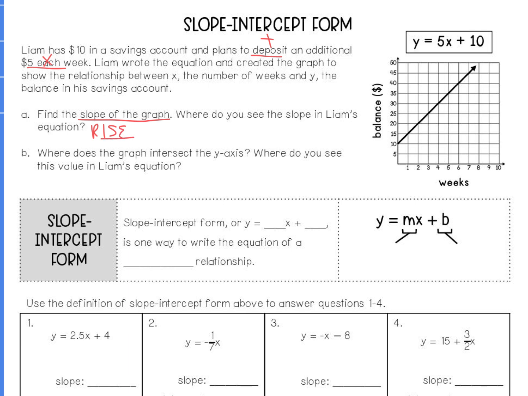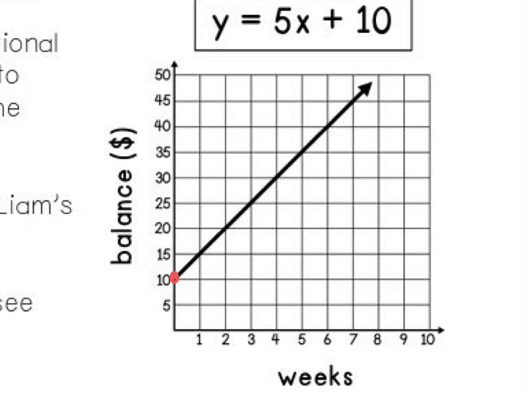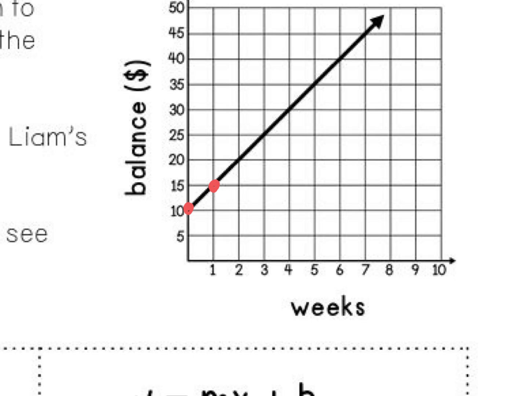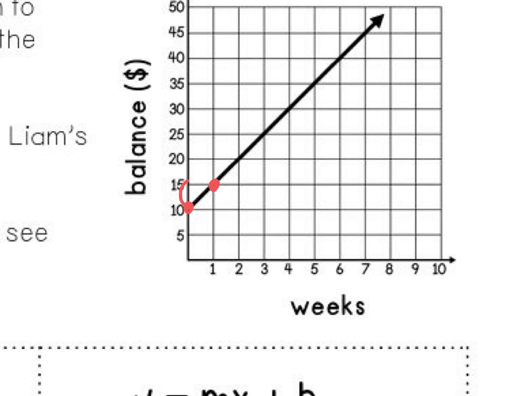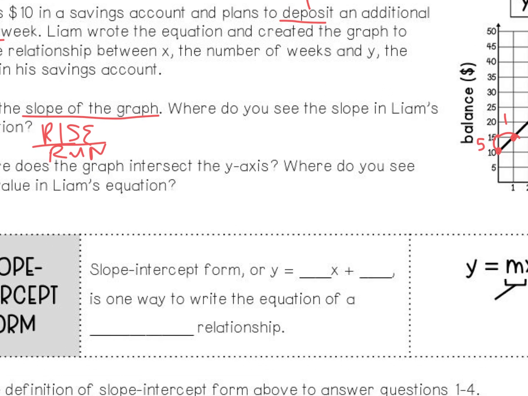Rise over run. So if I zoom in on this graph, remember we're looking for pretty points and we're paying attention to the scale. What is my rise? 5. What's my run? 1. 1 over 5 or 5 over 1? 5 over 1. Very nice.